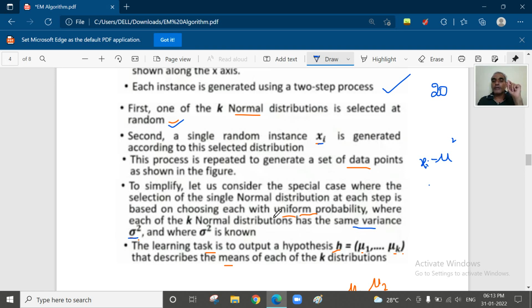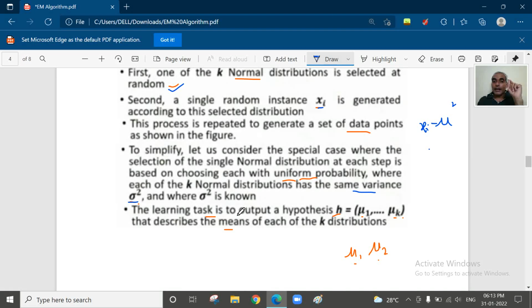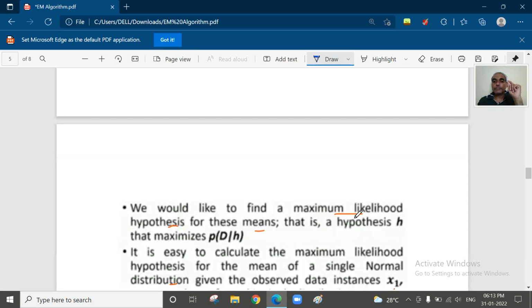So now what we are going to do is select each with a uniform probability, where each of the k normal distributions has the same variance. The learning task is to output a hypothesis H such that H is equal to mu1, mu2, etc. up to mu k. What is mu1? Mean. So for one distribution, one mean, for another distribution, another mean, that describes the mean of each of these k distributions. So you are going to find the mean of these k distributions.